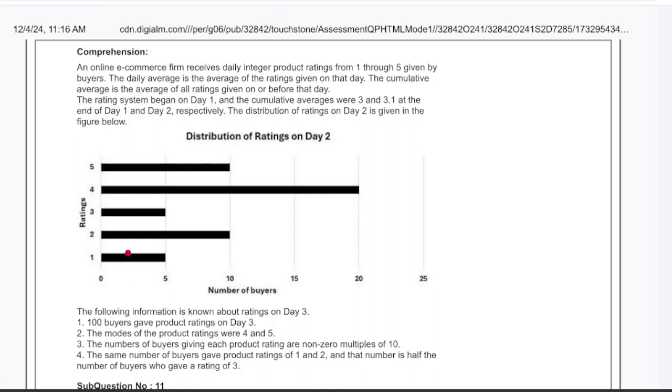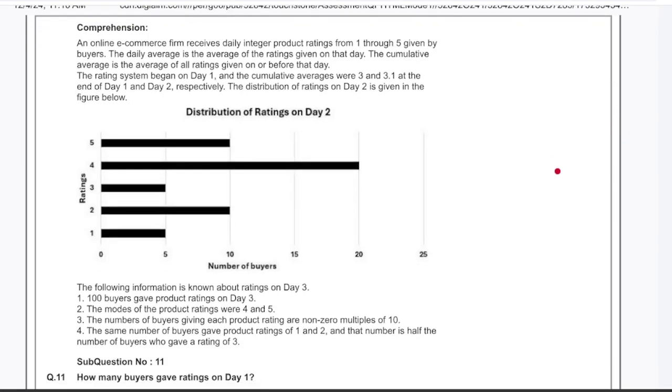CAT 2024, Slot 2, LRDI, puzzle number 3. Again, a doable puzzle. Yes, it includes some kind of calculations, some prior knowledge of mode, cumulative average, etc. Let's start doing it. We'll understand it easily.